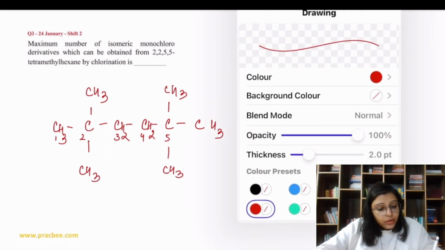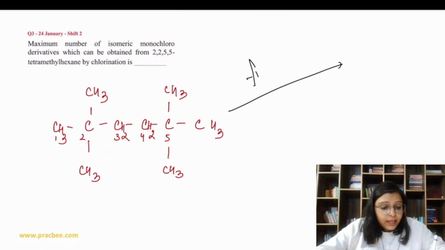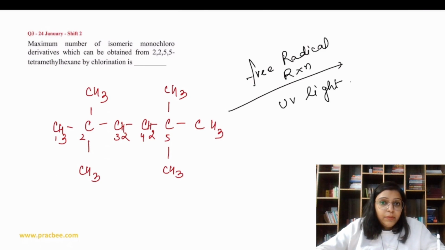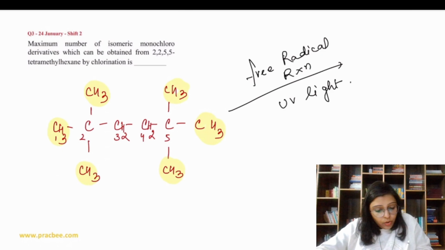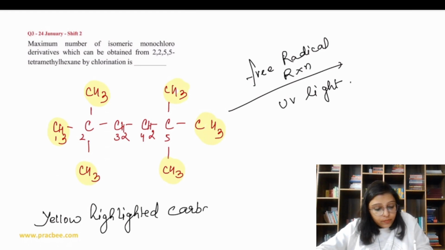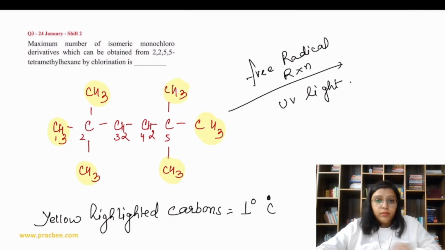So monochloro derivatives means we have to do free radical reaction, right? We have to do free radical reaction, and that happens in the presence of UV light, right or wrong? It means we have to generate free radical. So if you look at all the yellow highlighted carbons, if we remove hydrogen, we get 1 degree radical, right?